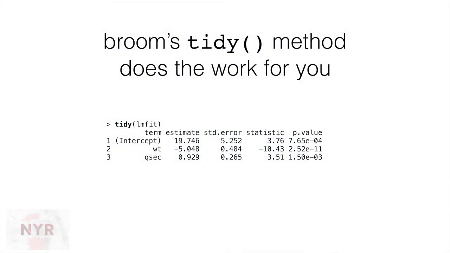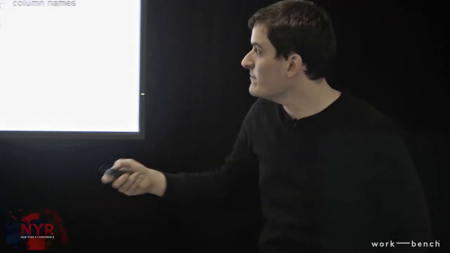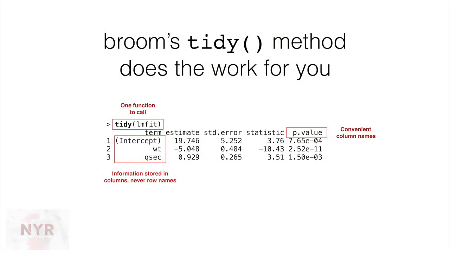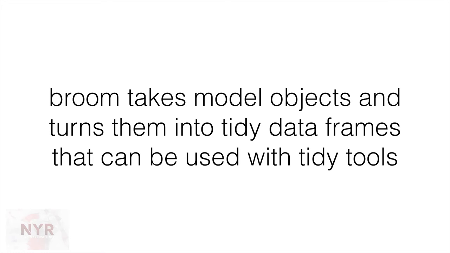Broom has a function called tidy that, when given a model object, returns a data frame. Here it's a data frame where it's just one function, not, say, three. Information is moved from the row names into a column, and the column names are made convenient and consistent between multiple kinds of models. And this is going to let us use our particular set of tools with it. So that's the definition of what Broom does. It takes model objects, turns them into tidy data frames that can then be used as input to tidy tools.